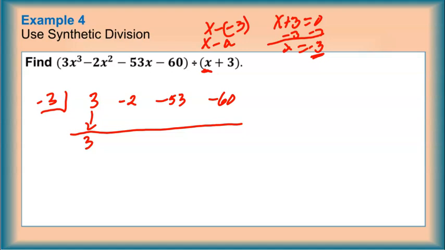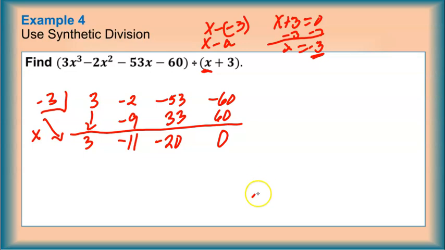And from here, all we're going to do is multiply on the diagonal, and then we're going to add straight down. So -3 times 3 is -9. Add straight down, which will give us -11. Multiply on the diagonal, so -3 times -11 is 33. Add straight down. So -53 plus 33 would give us a -20. And a -3 times a -20 is a +60. Add straight down and I get 0.